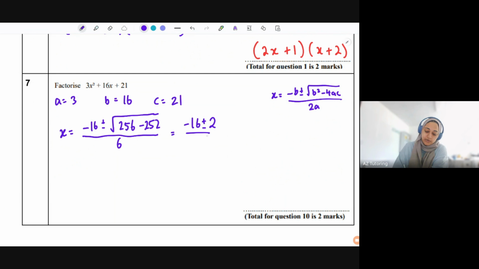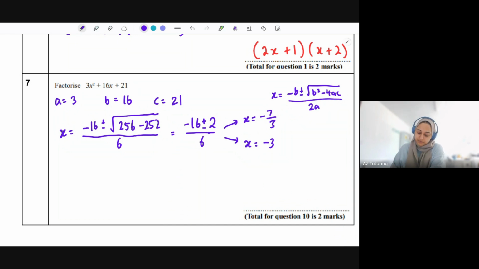So I can stick 2 there. That's all divided by 6. So nice and easy numbers to work with. So we get two answers of x. We've got x equals minus 16 plus 2 divided by 6, so we get minus 7 over 3 for that. And x equals minus 16 minus 2, so minus 18 divided by 6, we get minus 3 for that one.